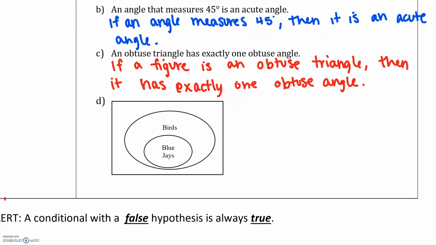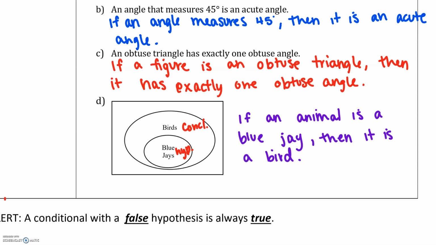All right, this next one, birds and blue jays. So blue jay is our hypothesis, and then birds is our conclusion. So if you want to try that one, go ahead and write that out and check when you're ready. Now on this one, we wouldn't start out with if the bird is a blue jay, then it is a bird. So we would do animal because it is an animal. And we wouldn't just say if a blue jay, then it's a bird. That doesn't sound like proper English again. So if an animal is a blue jay, then it is a bird.